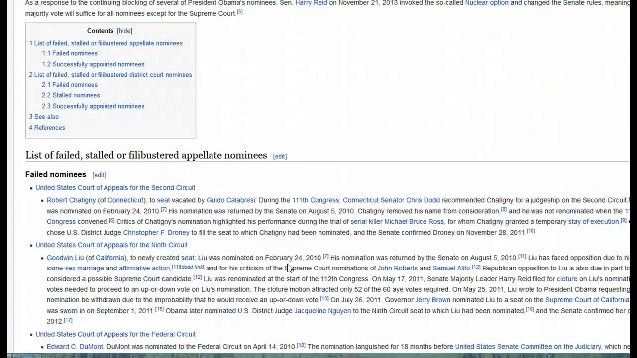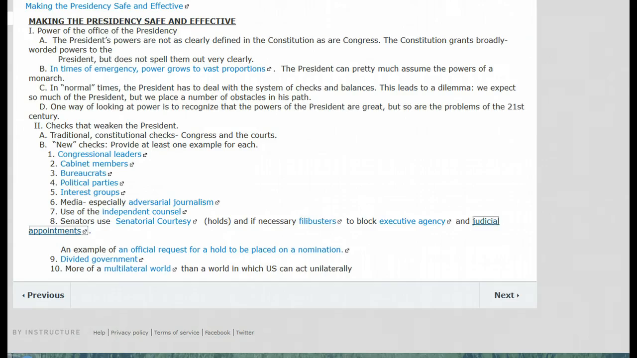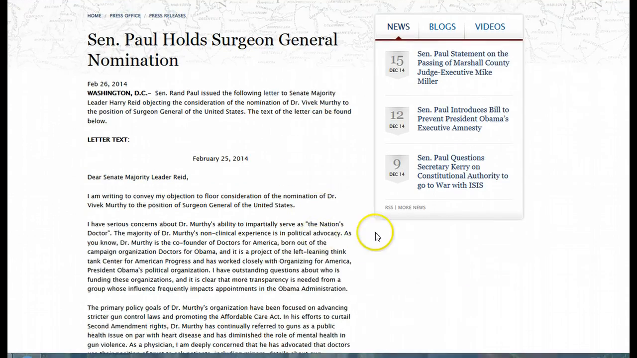But this is, again, an amazing power in the Senate. You have all these people who would like to be guaranteed jobs, and they're not going to have that guarantee. Oh, one other one, because this one was just recent. We were talking about the Surgeon General, and he was just confirmed in December, but this was Senator Rand Paul who did place a hold on the Surgeon General's nomination.